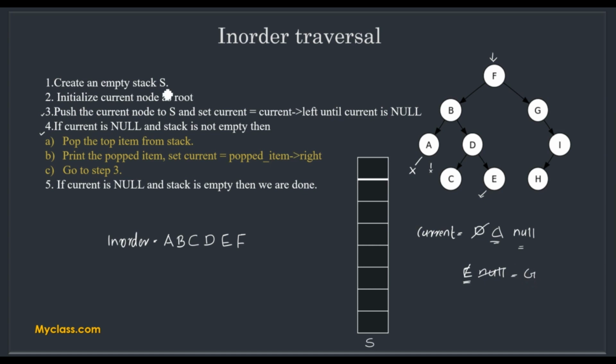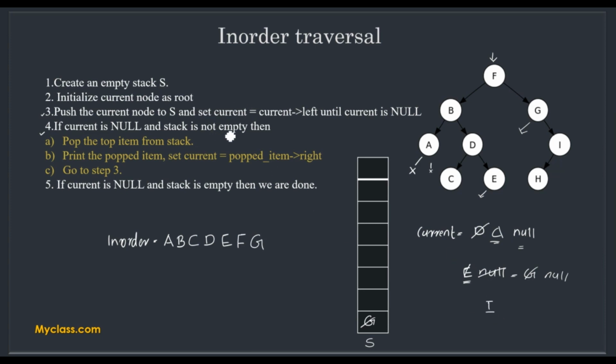Okay. So if G is not null, we go to step 3, push the current node to S. We are pushing G to S. Then set current equal to current left. Which one is current? G. G's left is null. Okay. Now the current is null. If current is null, we want to do the fourth step, pop the top item from the stack. We are popping G and printing it from the stack. Then current equals the popped item's right. Which one is it? The right child of G, I. Okay, now the current equals I.